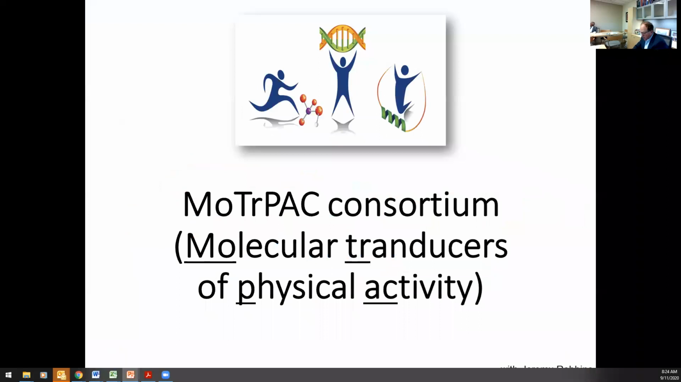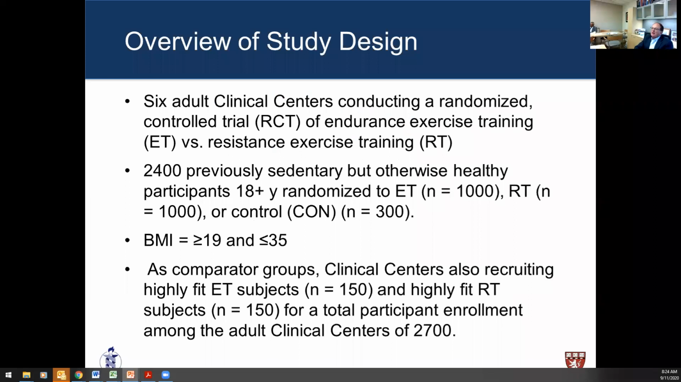Okay, I'm going to say a few words about another really deeply phenotyped resource in which we're participating. And this is the MoTrPac Consortium. And I've shown some of these slides, but not quite in this context before. This is called the Molecular Transducers of Physical Activity Consortium. And what it is, it's an exercise training study. But it's a lot more than that.